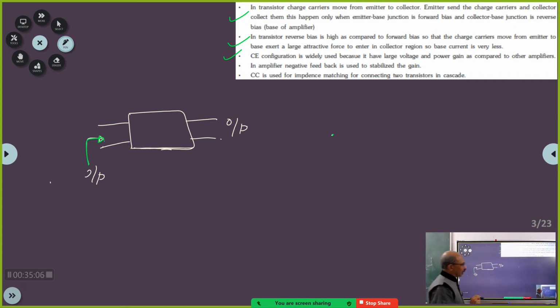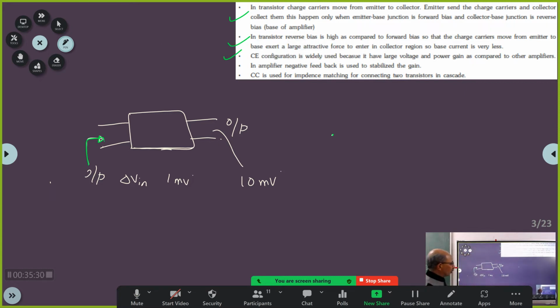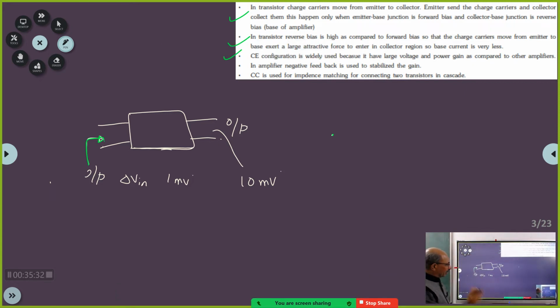So it can so happen that I wanted, for a delta Vin of 1 millivolt, I expect the output to be 10 millivolt. For an input of 1 millivolt, I expect the output to be 10 millivolt. So I would have designed the amplifier to get this. That is RL, RI, and all I would have adjusted.